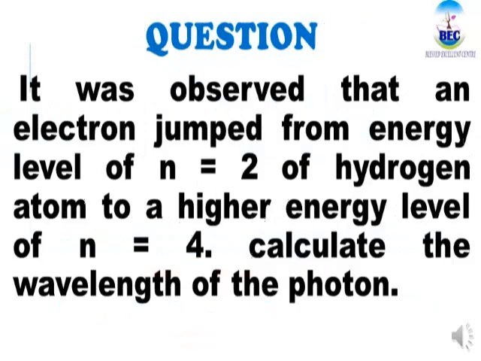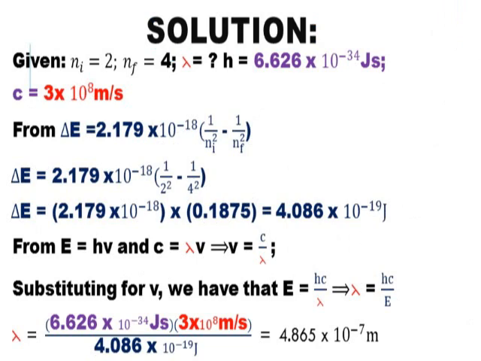Now let's consider some calculation with respect to the Bohr equation. The question is this. It was observed that an electron jumped from energy level of n equal to 2 of hydrogen atom to a higher energy level of n equal to 4. Calculate the wavelength of the photon. Now let's see how to go about the equation, having taken specific notes of the given formula. From the equation, we have that our Ni is equal to 2, and then our Nf is equal to 4. Lambda, the wavelength, is unknown. That is what is required of us. We are to calculate for the lambda, so we use a question mark to represent it.